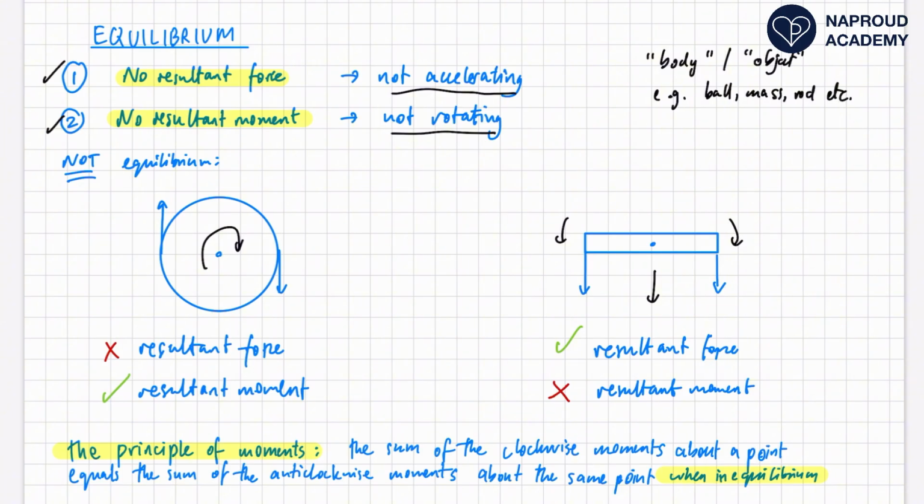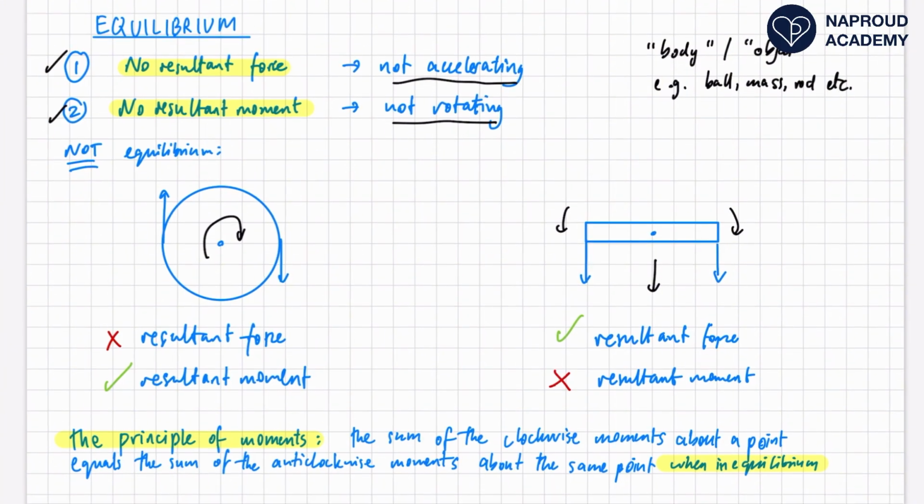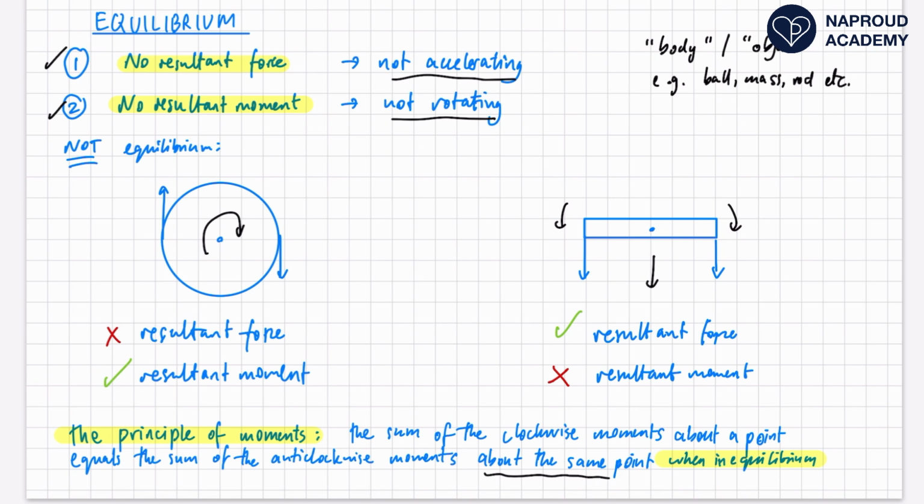A result of the definition of equilibrium is the principle of moments. This states that the sum of the clockwise moments about a point equals the sum of the anti-clockwise moments about the same point when in equilibrium. It's very important that these are about the same point. For example, if we consider the diagram on the right, we know that if this object is in equilibrium, the clockwise moment, which is created by this force multiplied by this distance, should be equal to the anti-clockwise moment, which is created by this force multiplied by this distance.